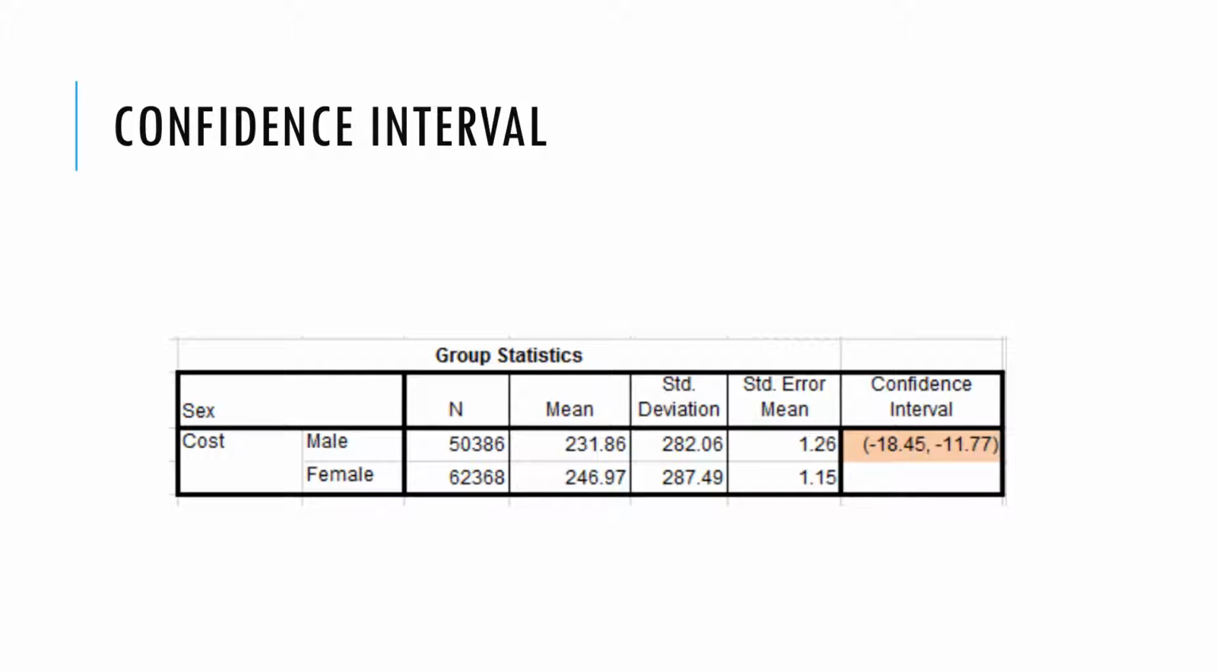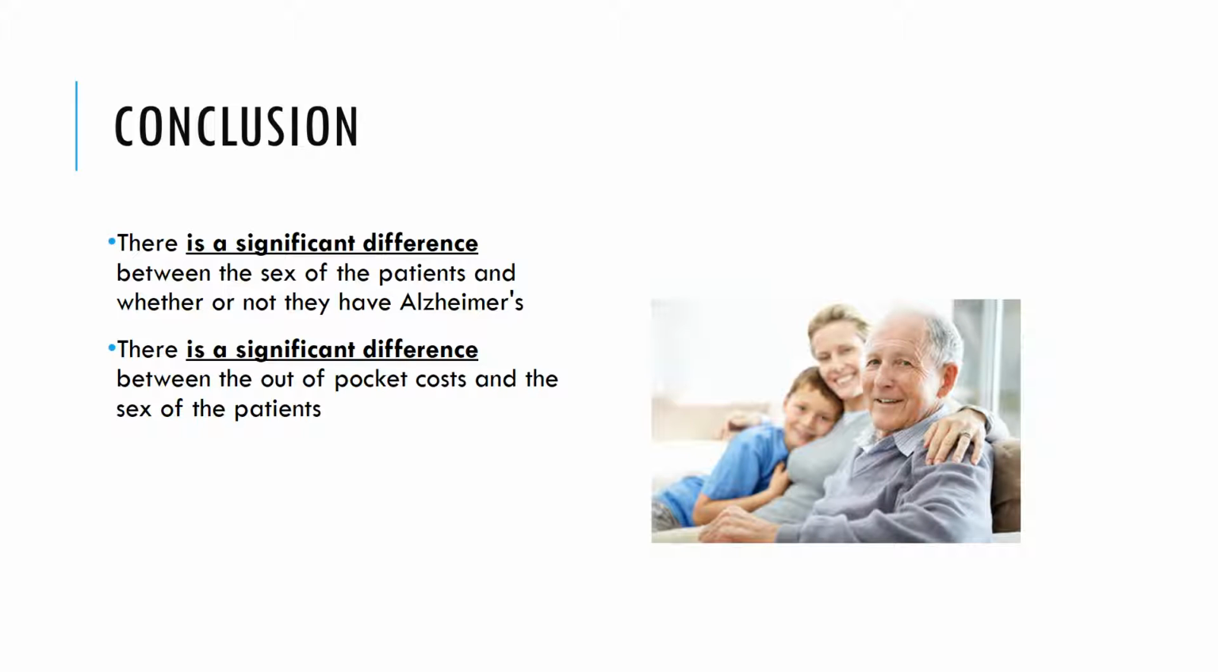Finally, from the independent sample t-test, I calculated the confidence interval between the out-of-pocket cost and the sex of each patient, which is highlighted here. To recap from the three methods, I found that there is a significant difference between the sex of the patients and whether or not they have Alzheimer's. I also found that there is a significant difference between the out-of-pocket cost and the sex of the patients.